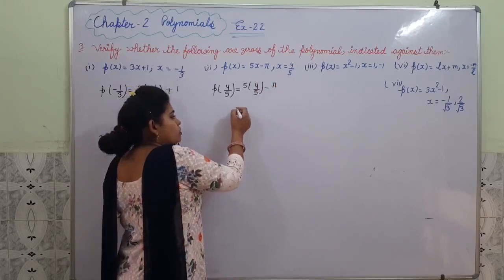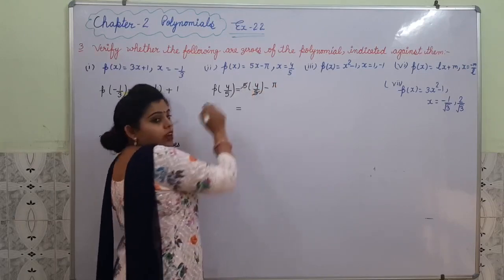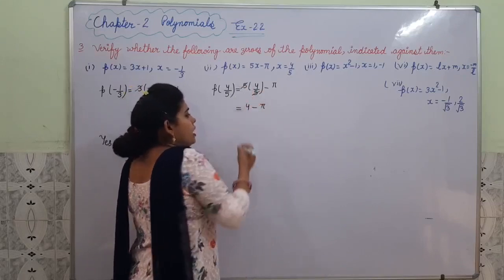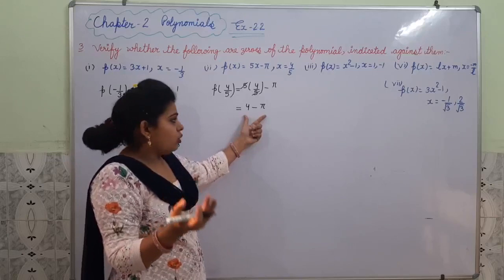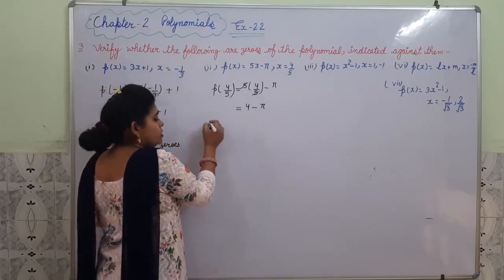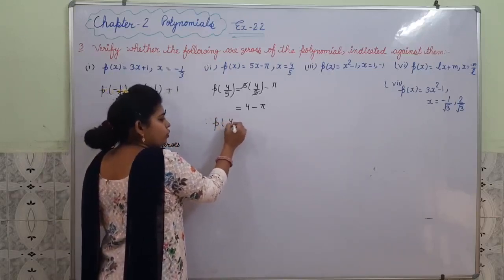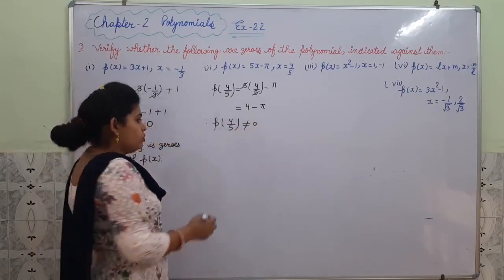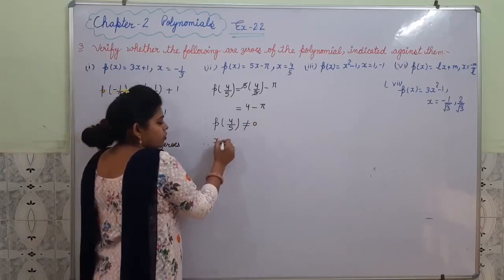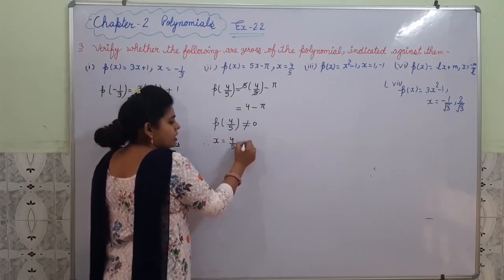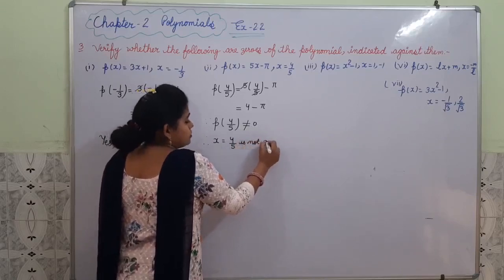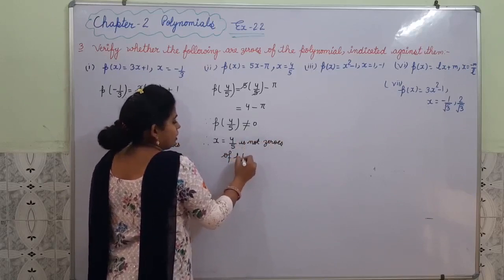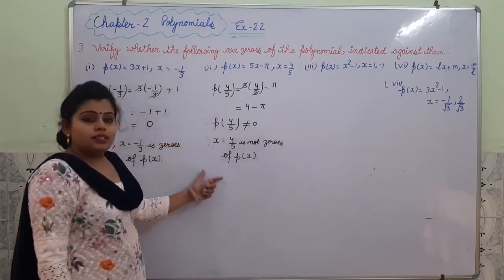Now when we solve it, 5 and 5 cancel each other. What is left? 4 minus 5. And dear students, we are not getting it equal to 0. What will we write? Because P of 4 by 5 is not equal to 0, so x is equal to 4 by 5 is not a zero of P of x. This is the second part.